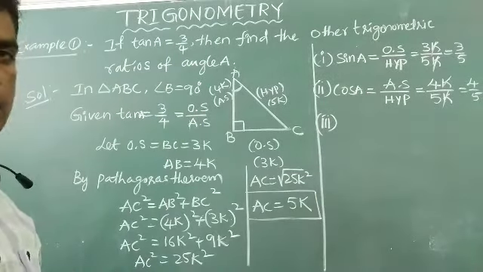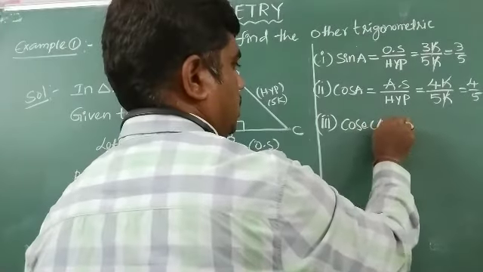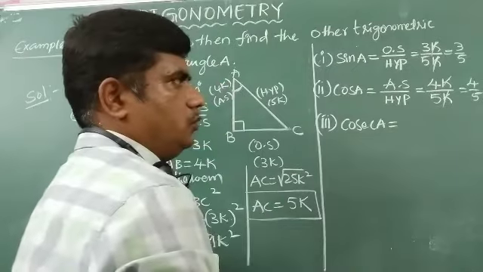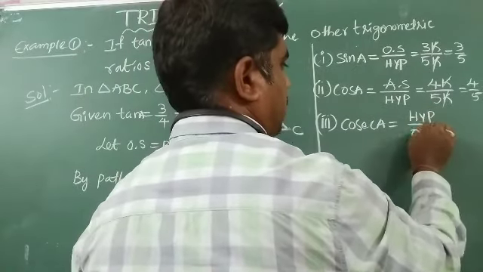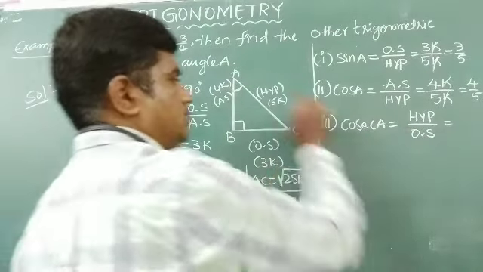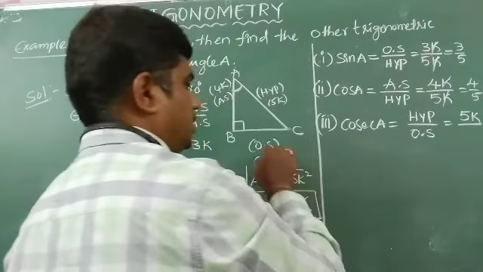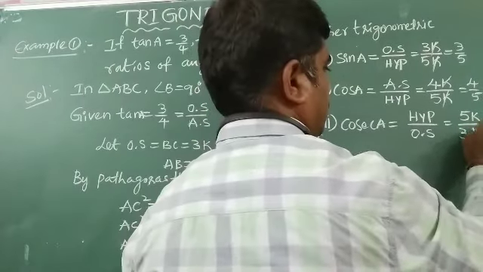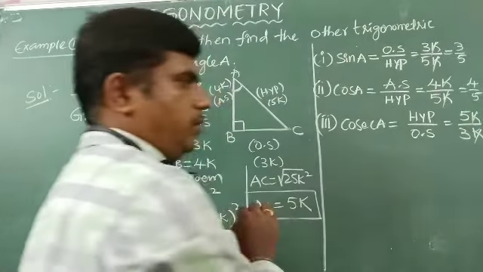So after sin, cos and tan, we have to find the cosec value. Cosec A equals what? The ratio between the hypotenuse and the opposite side is known as cosec A. The hypotenuse is 5 times K and the opposite side is 3 times K. Again K gets cancelled, so the answer is 5 by 3.